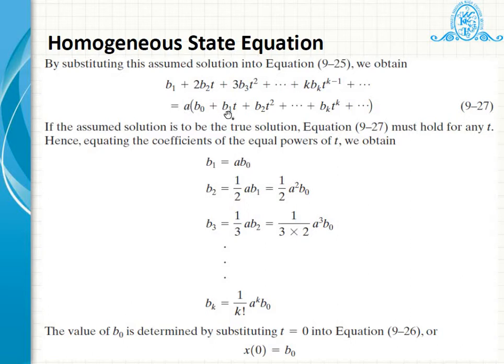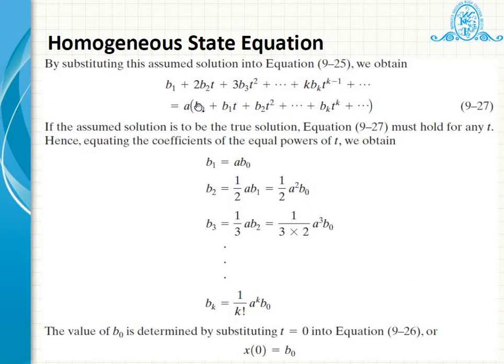Similarly, when a is multiplied with this b1 t, so a b1 t, where t is the time variable, here also we have a t, so this will be 2 b2 times a b1. So b2 is equal to 1 upon 2 a b1, and b1 we have already determined here, so b1 is this term, so b2 is 1 upon 2 a square b0.